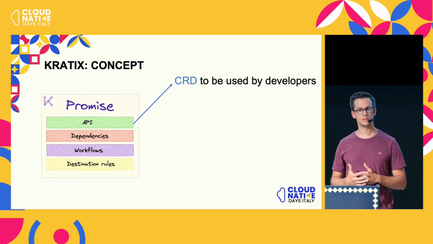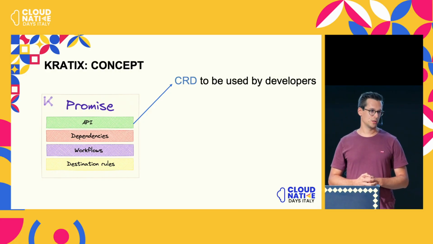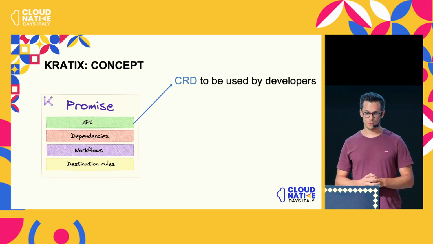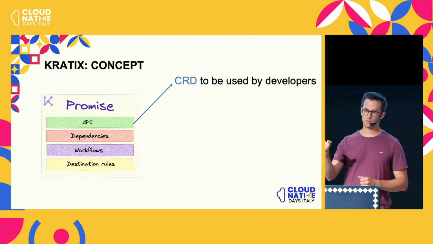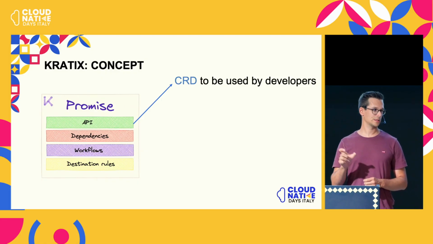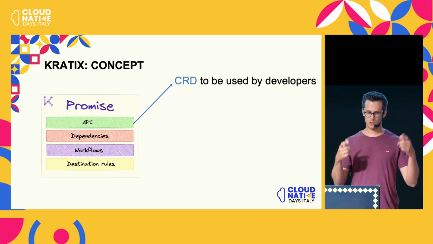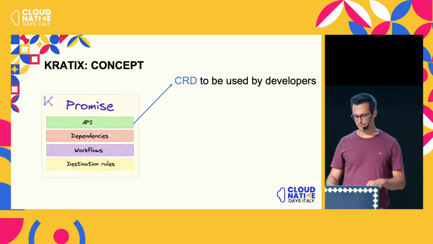If you're not familiar with it, CRDs, custom resource definitions, are how you are capable of extending the Kubernetes API server with your own custom logic. And this is what the developers will later on use. So the developers will create custom resources, and these custom resources will then invoke the promise.